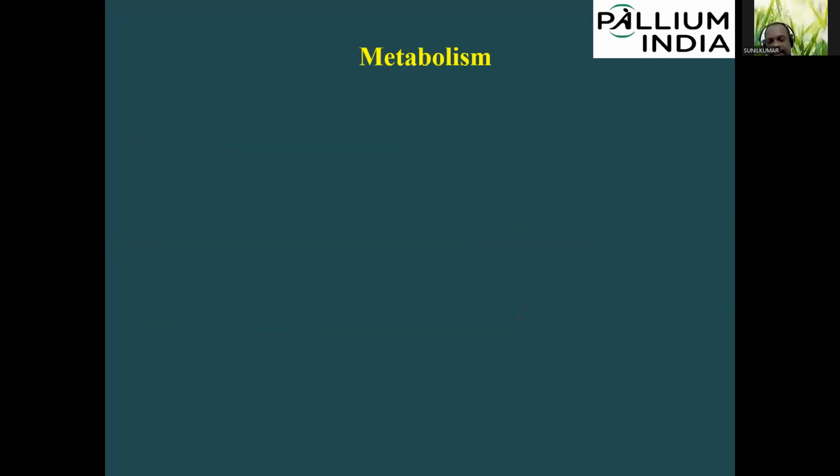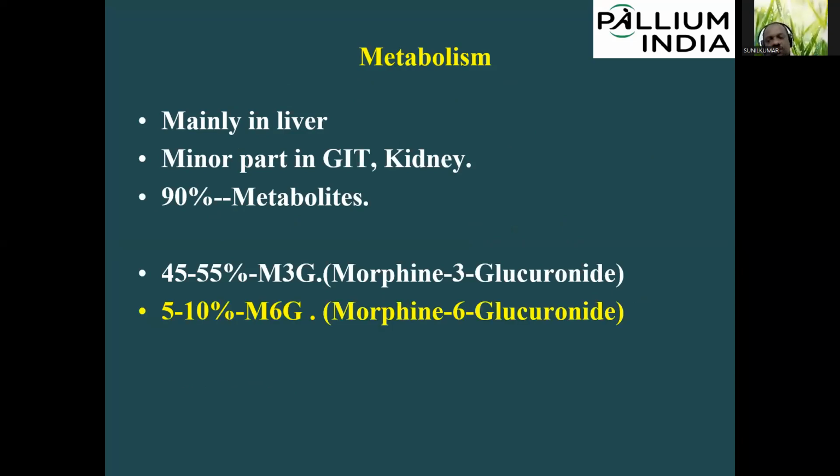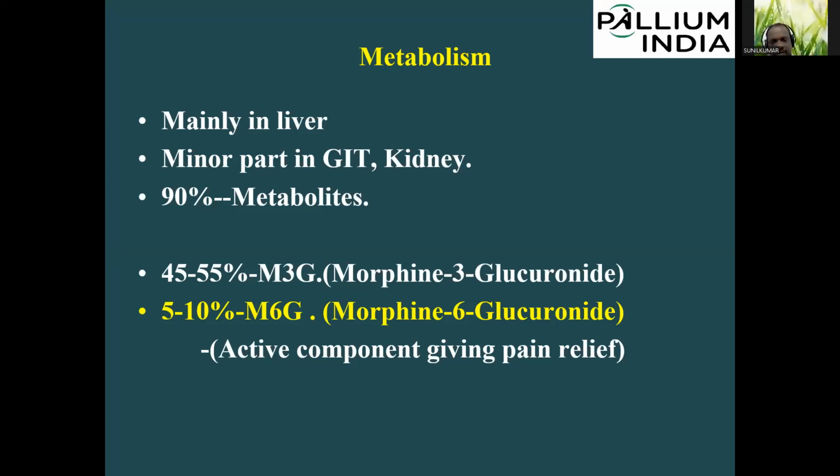And what are the main metabolites after metabolism? There are two components which are formed in big quantities. These are M3G, or morphine 3 glucuronide, and M6G, morphine 6 glucuronide. These are the main components formed after metabolism, and of these, M6G is the active component which will give you pain relief. M3G doesn't have much action in our body. So M6G is the component which gives you pain relief.